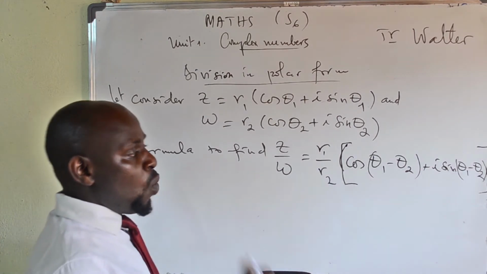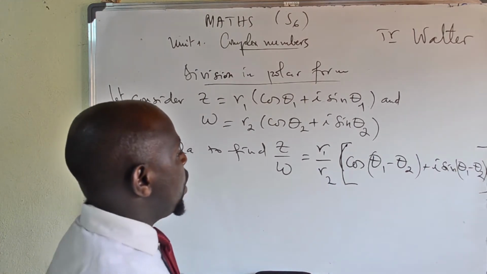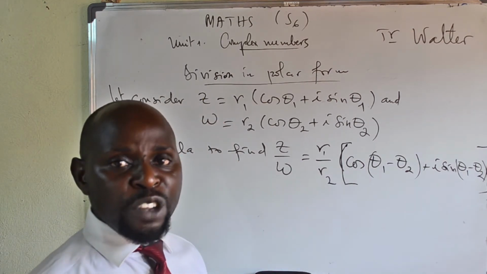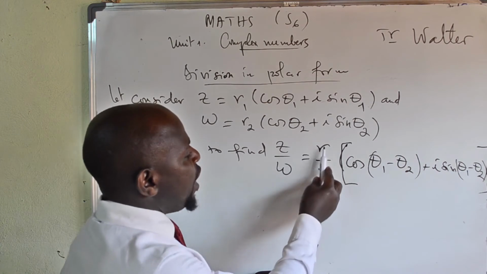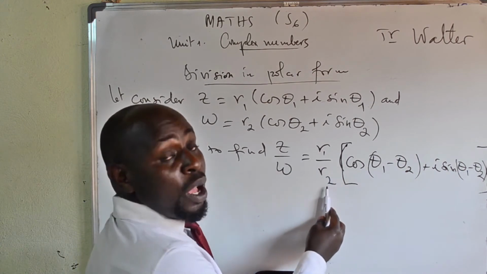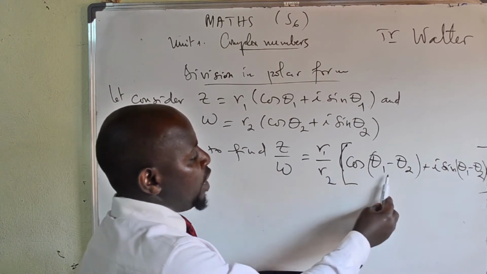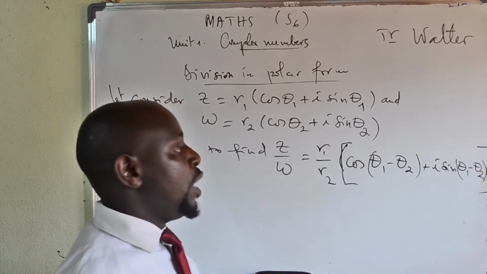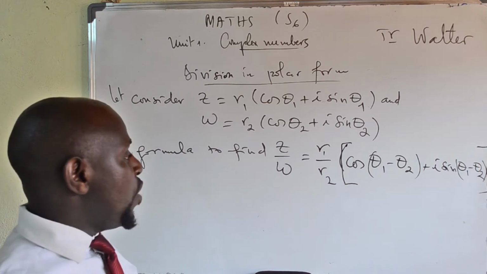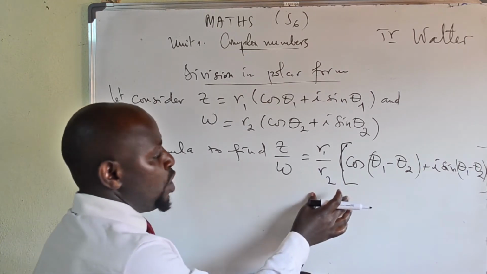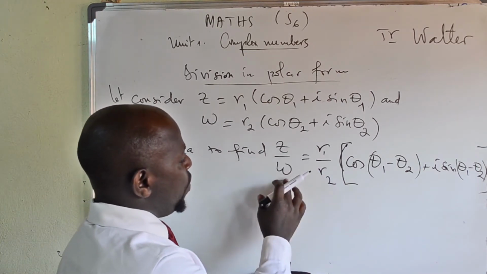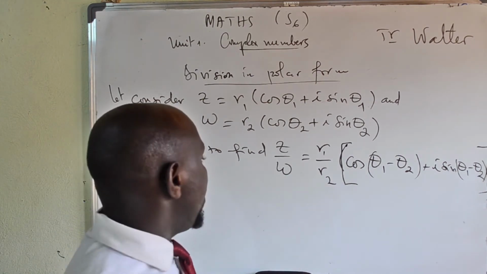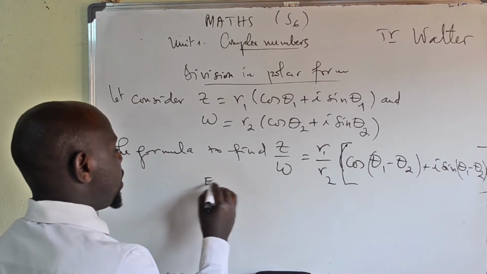So I have here the formula that I will use to find the quotient of two complex numbers. So what do you observe? You will observe that when you are finding the quotient of two complex numbers, we find the quotient of the moduli, and we find the difference of the arguments to find the argument of the division. So ladies and gentlemen, this is the formula we should be using while finding z over w when you have two complex numbers in polar form. Ladies and gentlemen, we should have an example here.